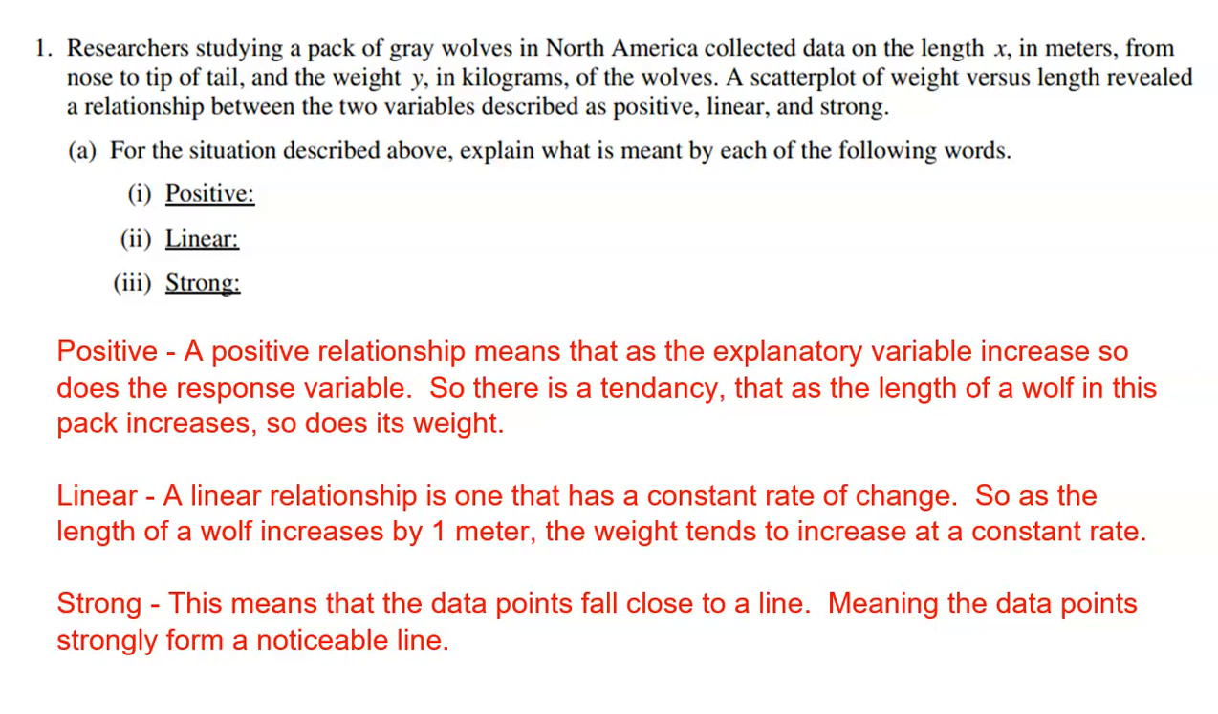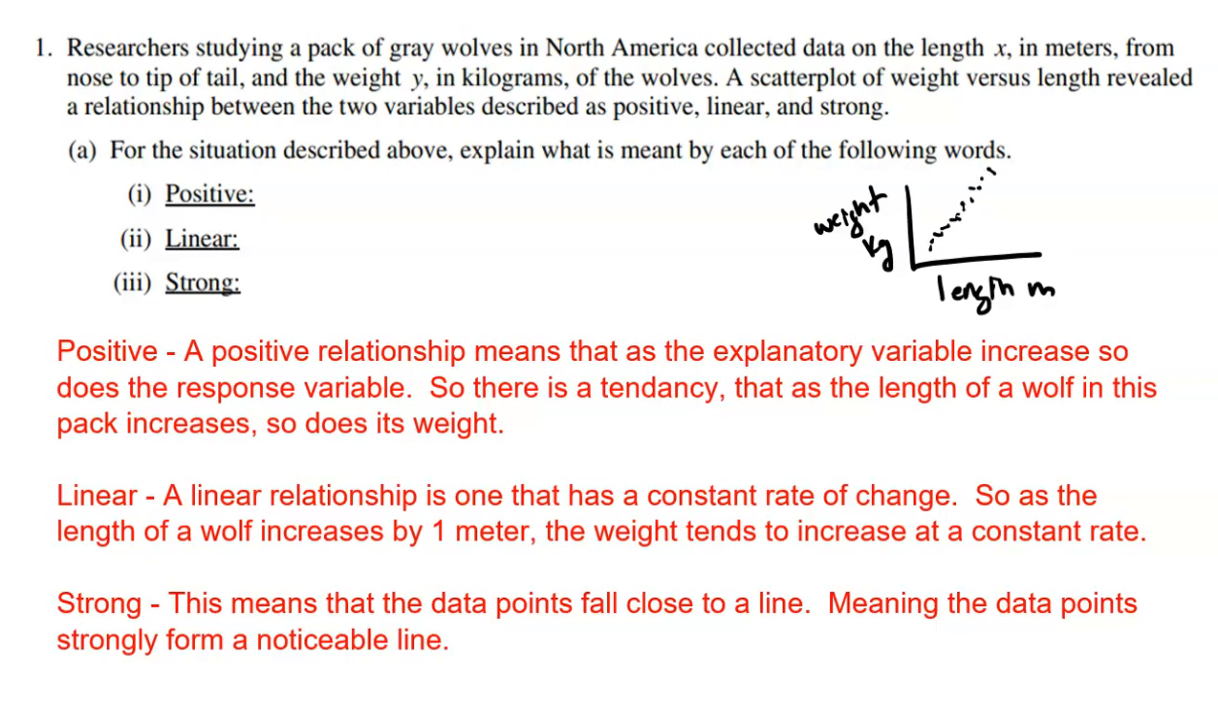Researchers studying a pack of gray wolves in North America collected data on the length X in meters from nose to tip of tail and the weight Y in kilograms of the wolves. A scatter plot of weight versus length revealed a relationship between the two variables described as positive, linear, and strong. So apparently we had a scatter plot where the X was the length of the wolf measured in meters, and the Y was the weight of the wolves measured in kilograms. And we're seeing a positive, linear, and strong relationship, maybe something that looks something like that.